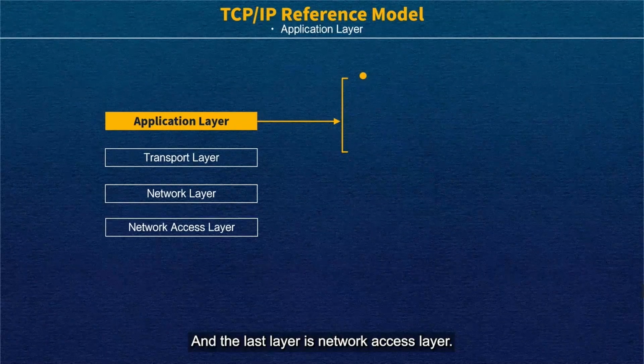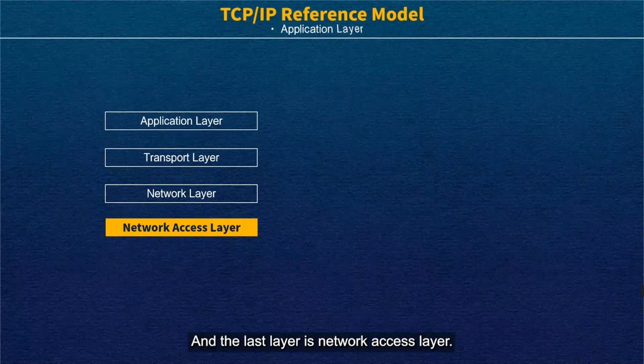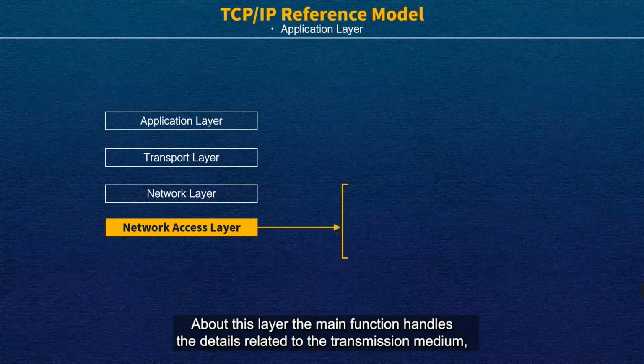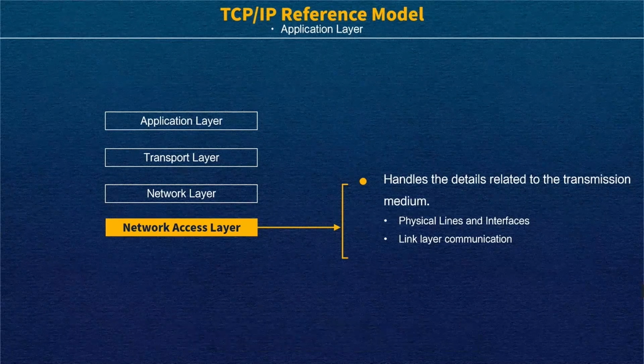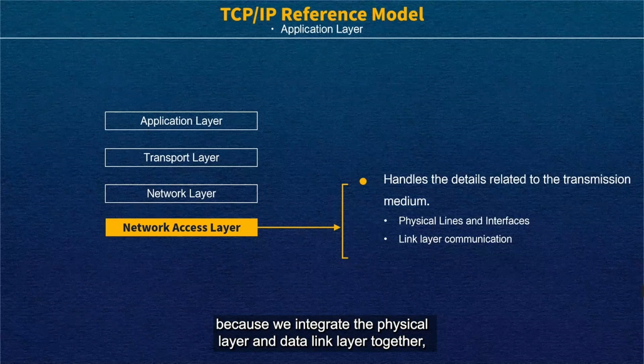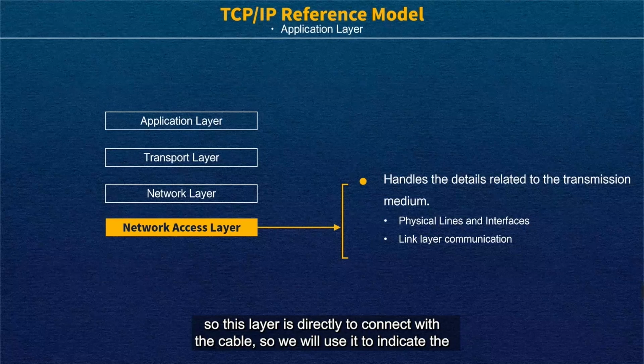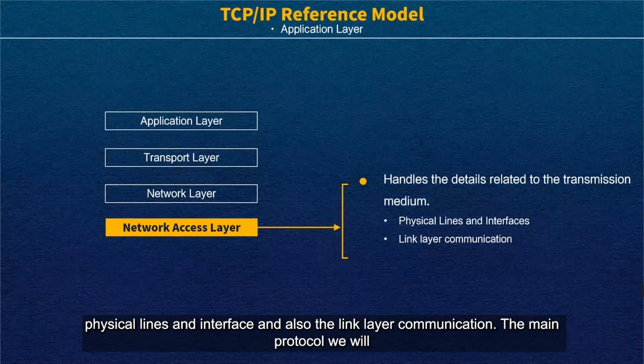And the last layer is the network access layer. About this layer, the main function handles the details related to the transmission medium. Because we integrate the physical layer and the data link layer together, this layer connects directly with the cable. So we use it to indicate the physical lines and interface, and also the link layer communication.